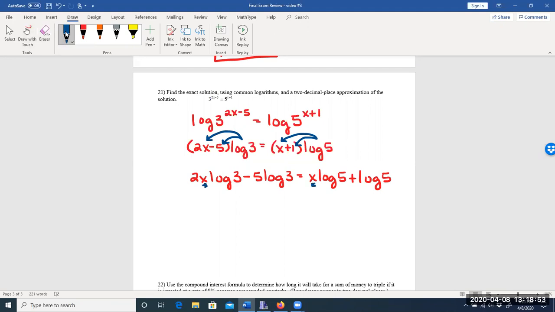Since I'm trying to solve for x, I see an x here and I see an x here. If I'm going to isolate the x, I'm going to have to get the terms that contain an x on the same side of the equation. I'm also going to have to get the terms that do not contain an x on the same side of the equation. So to do this, I'm going to subtract this x log of 5 from both sides. And I'm also going to add 5 log of 3 to both sides.